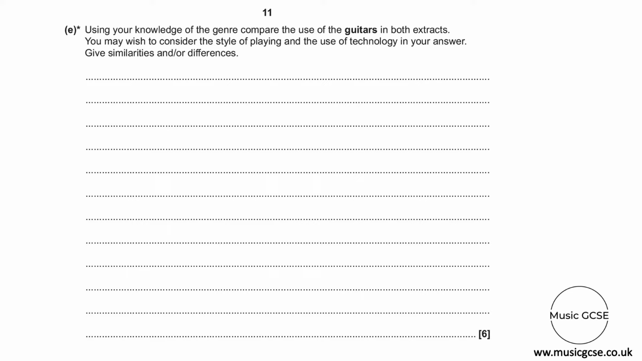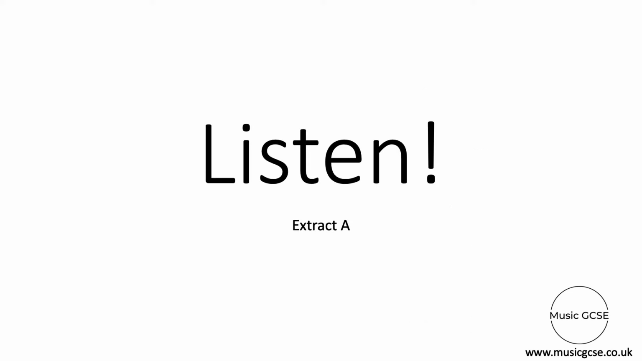And it gives a few things to listen out for, such as style of playing, use of technology, and similarities and differences. There will usually be a focus in this type of question. They won't just say compare the extract, they will give you specific things that they want you to talk about within your answer. In this instance, it's the guitars. Let's take a listen to extract A followed by extract B.